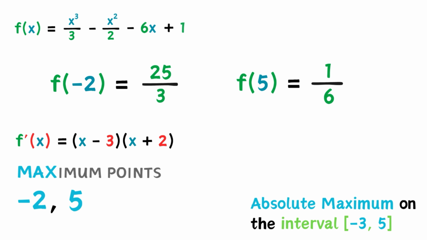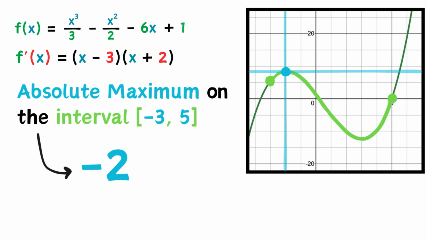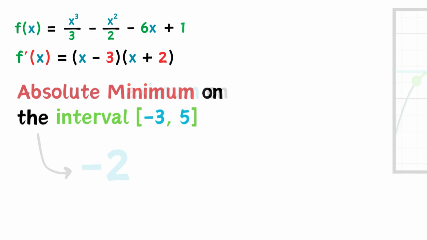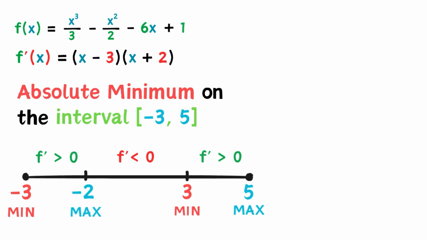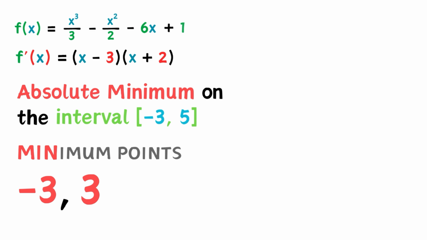So which one is bigger, f(-2) or f(5)? 25 over 3 is clearly larger than 1 over 6, so -2 is the absolute maximum on this interval. To find the absolute minimum, we can go through the same exact process. We know that on this interval, the function hits a minimum at -3 and 3. Whichever one has the smaller function value is the absolute minimum.